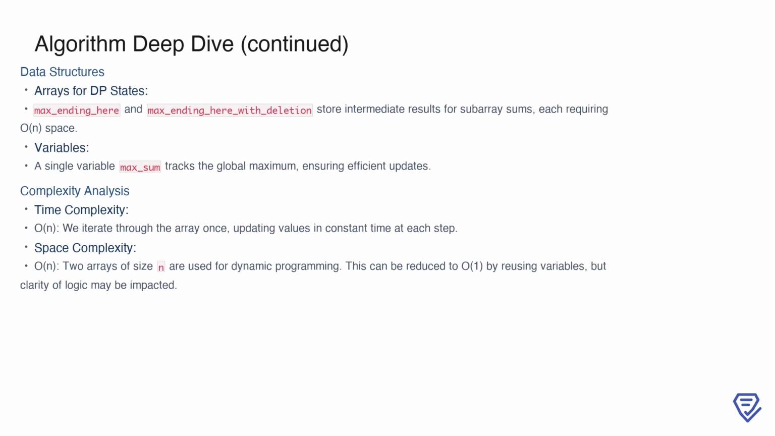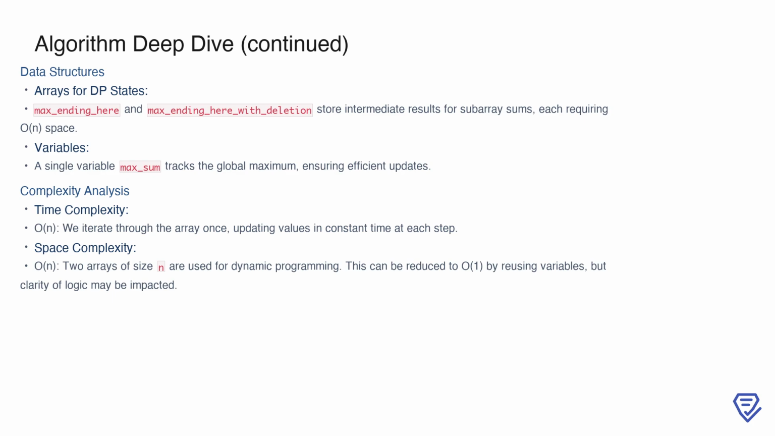To implement this solution, we primarily rely on two arrays, max_ending_here and max_ending_here_with_deletion. These store the intermediate results for the dynamic programming states, and each requires O(n) space. Additionally, the variable max_sum is used to track the global maximum efficiently as we iterate. The time complexity of the algorithm is O(n), as we process each element of the array in constant time.